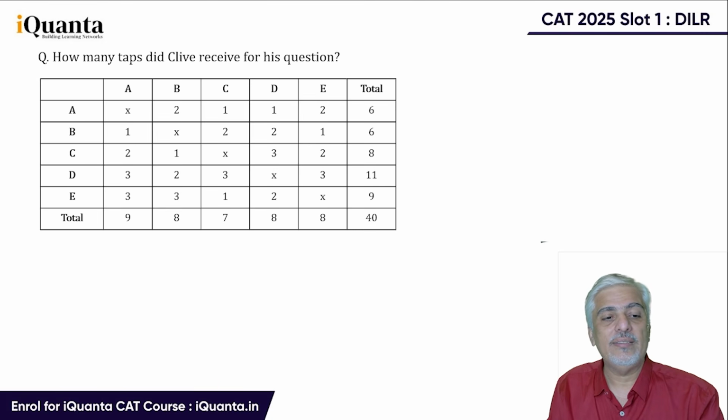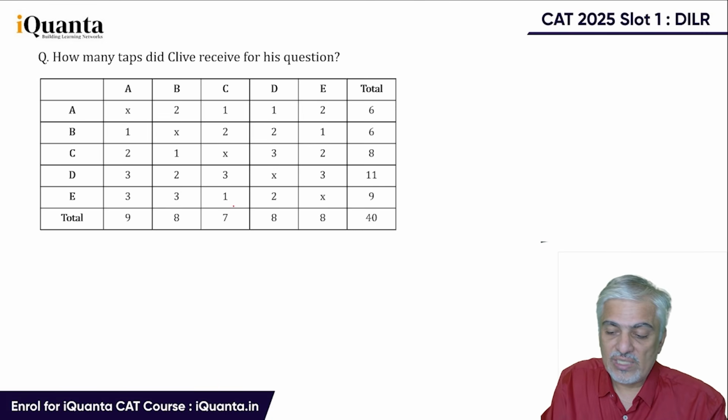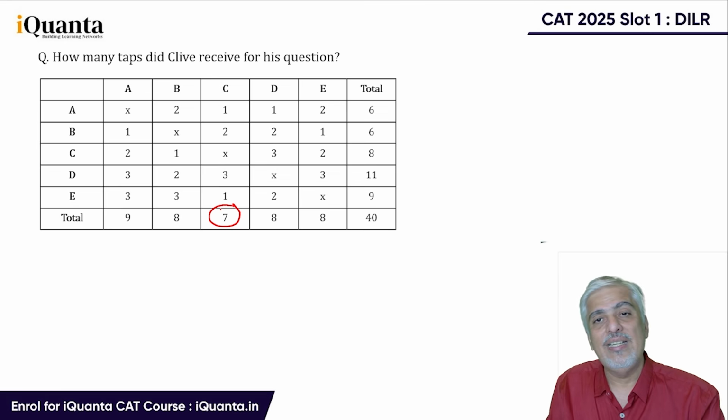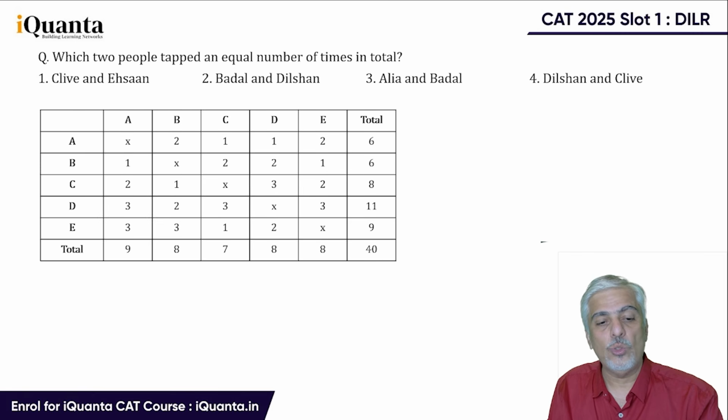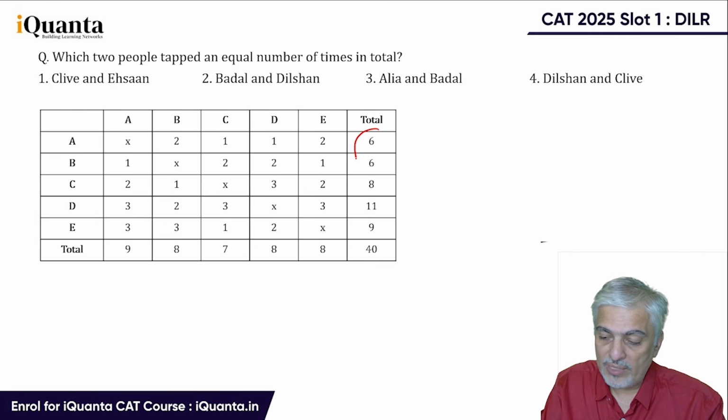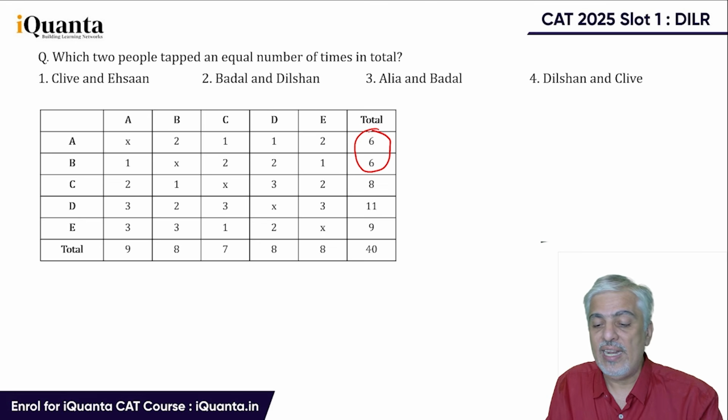How many taps did Clive receive? Clive received 7. This we got much at the start, and I thought this was a straightforward question. So the answer is 7 for this question. Which 2 people tapped an equal number of times in total? So these 2 have tapped an equal number of times. That is A and B. A and B is the third option.